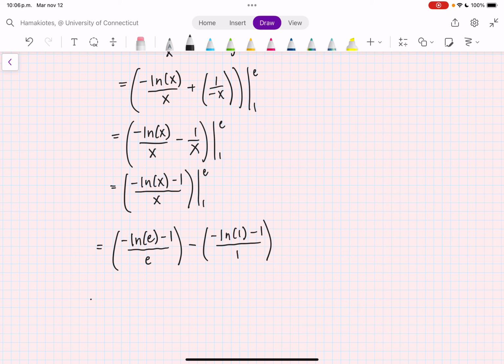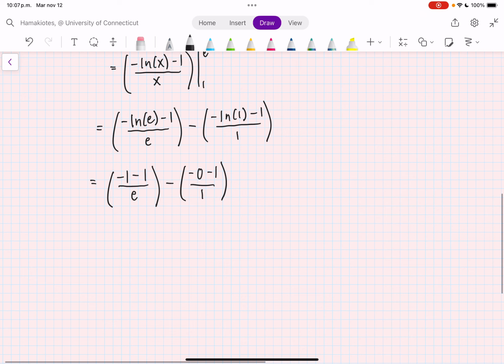And now we simplify. So ln of e is 1. So this gives us minus 1 all over e. Ln of 1 is 0. So this gives us minus 0 minus 1 over 1. So to simplify what we have, this is minus 2 over e minus 1 over 1.